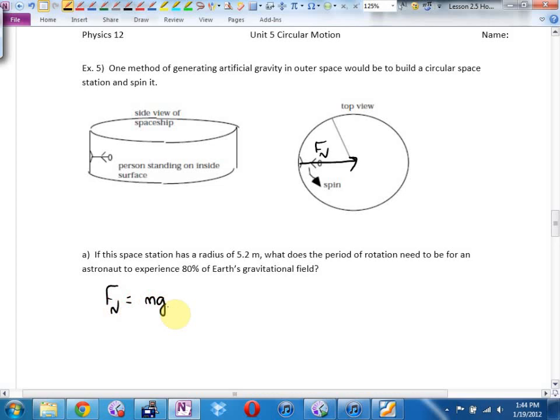And now I can go to my equation. The normal force equals what's pushing it in a circle. Normal force is going to be 0.8 mg, and circular force is mass times acceleration. Which acceleration will I use here? The one with the v or the one with the T in it? Carissa? Oh, period, which is what?